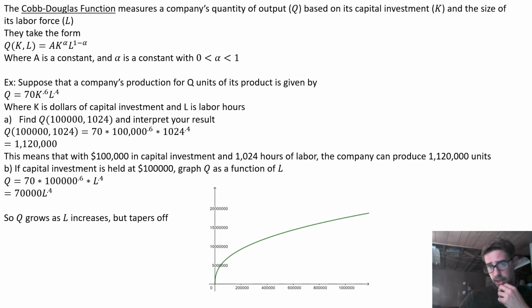L is the x-axis there, and as that goes up, Q certainly goes up if we hold K fixed. But it's not shooting up forever. It starts to taper off. So you get a diminishing returns situation where maybe you want to give your employees a day off and invest some more capital. We'll return to those types of functions because that's a very useful function of two variables in econ.